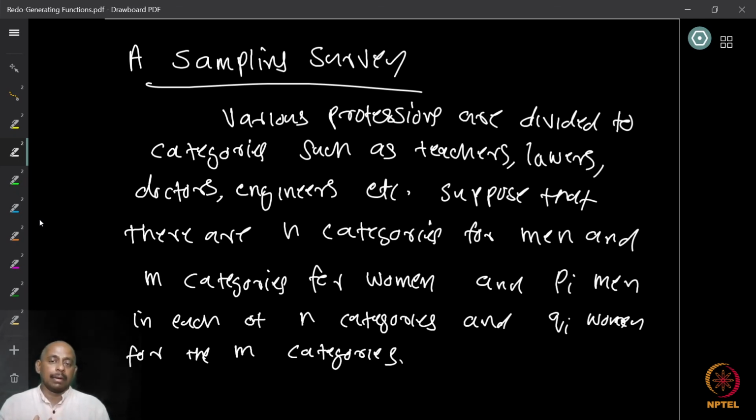we have n categories for men as well as m categories for the women. So out of these different professions, let's say that we fix some n of them for men and some m of them for women. And then there are p_i men available in each of the n categories. So category i has p_i people. And q_j ladies are available in each of the m categories. So category 1, I have q_1 people, category m, I have q_m people. So, ladies. And from this, we need to choose people for the survey.